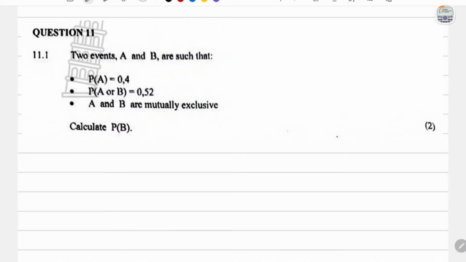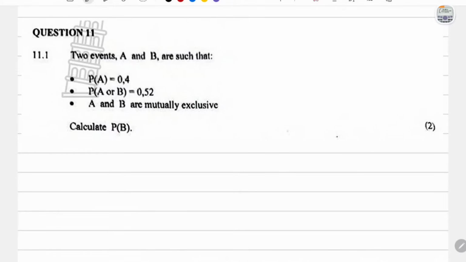Okay, so we're on question 11, and question 11.1 says two events A and B are such that the probability of A is equal to 0.4, the probability of A or B is equal to 0.52, and A and B are mutually exclusive. Now we have to calculate the probability of B.